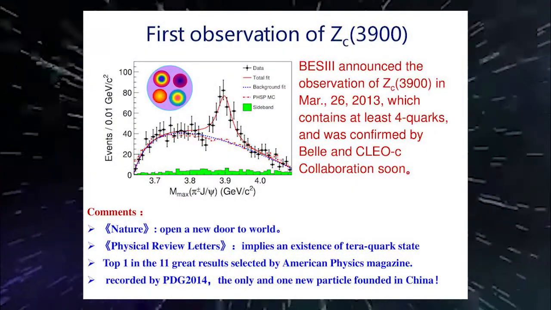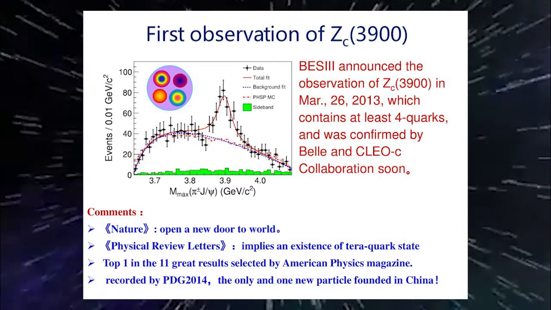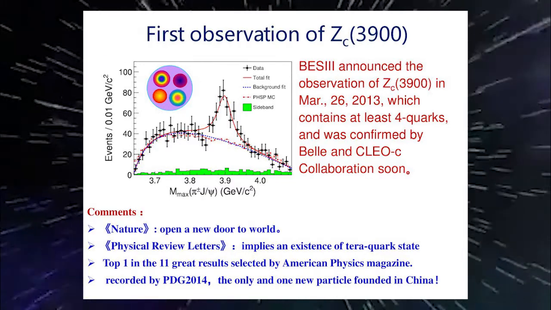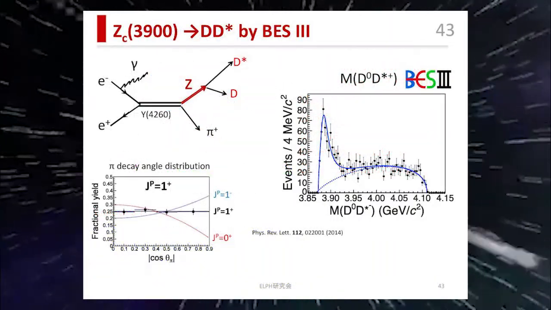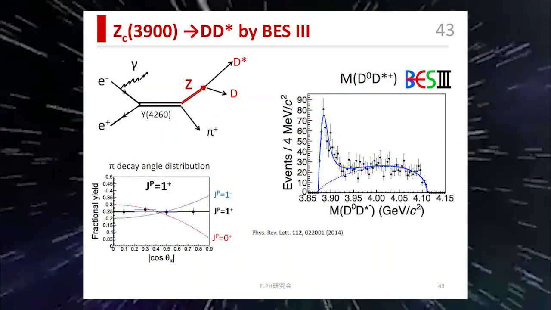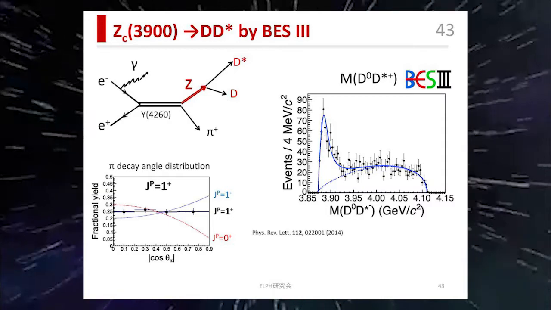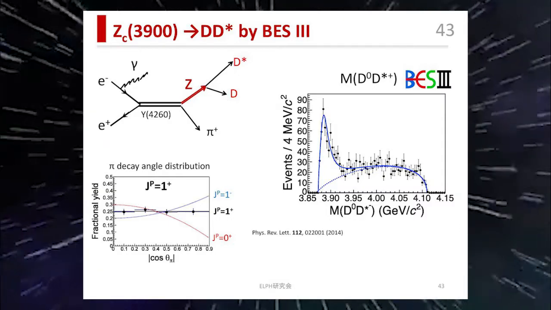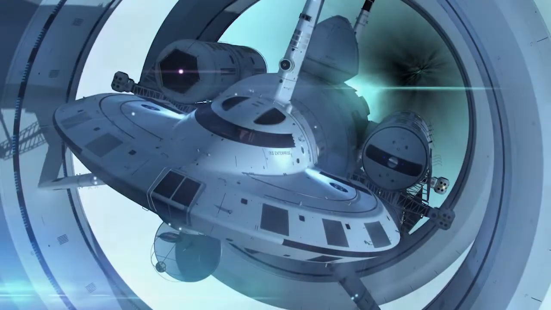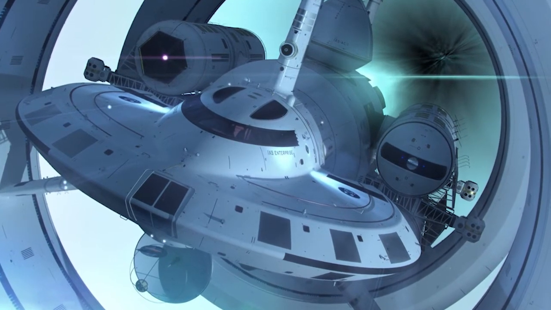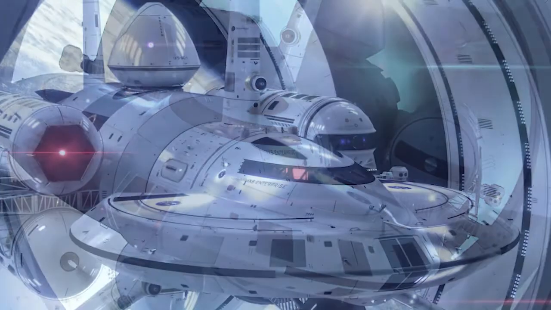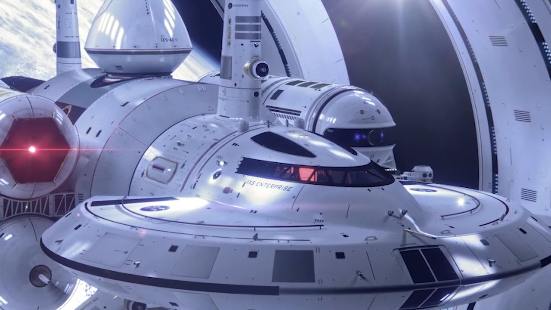In 2013 in Beijing, the BES III spectrometer and the Japanese KEK's Belle team found the Zc particle of quark. If this is confirmed, it will be of great significance: multi-quark state physics will be formally established, so that a whole new physics will be born. Quark stars are very likely to exist. So getting this strange substance has become possible, and the warp drive may become a reality.